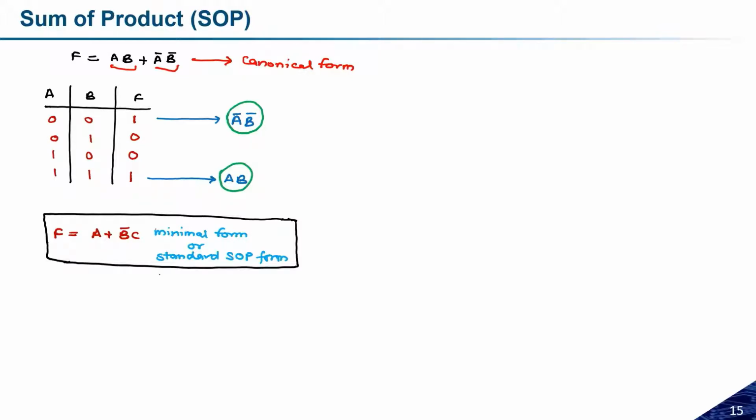These kinds of terms are very repetitive. These kinds of terms are available in the question papers. So you should know the difference between these two things. Okay, so this is the importance, or this is the difference between minimal form and the canonical form.